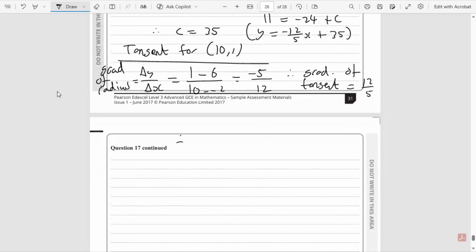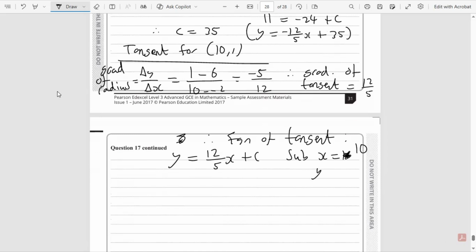So the equation of the tangent is going to be y equals 12 over 5 x plus c. Then we can sub in the point (10, 1), so x equals 10, y is 1. So we get 1 is equal to 12 over 5 times 10, plus c. So 1 is equal to 12 times 2, which is 24, plus c. Therefore c is 1 take away 24, which is minus 23.